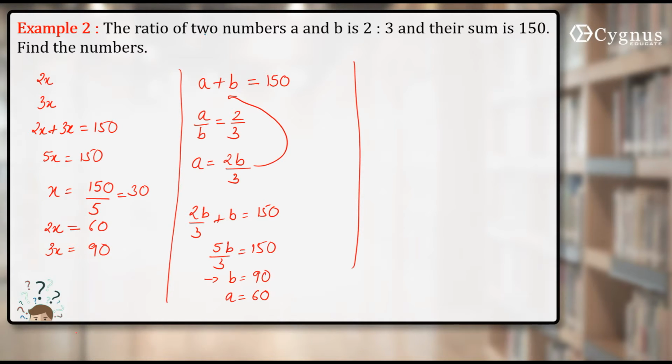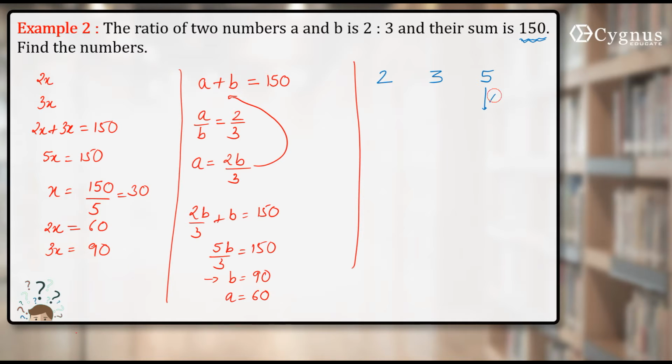We know that the numbers are in the ratio of 2 to 3. What does it mean? If the first number is 2, second will become 3. If the first is 2, second is 3, then the sum has to be how much? 5. But actually, the sum is given equal to how much? 150. So if there are two parts of first number, there'll be three parts of second, and the total number of parts will become 5. But actually, the total parts, the sum is given equal to 150.